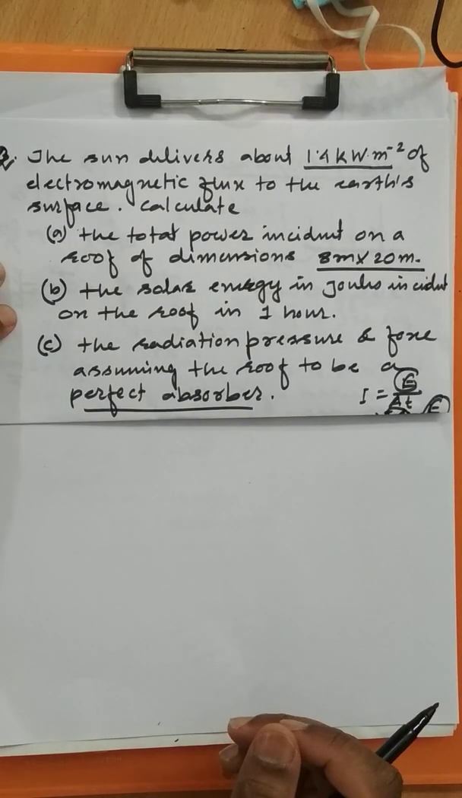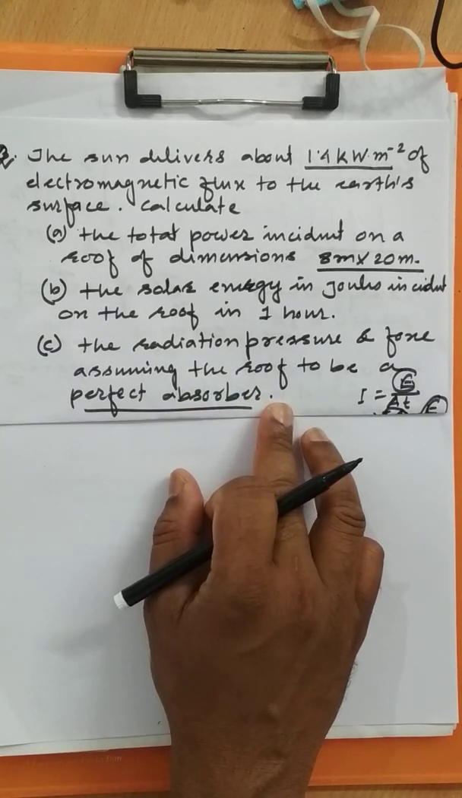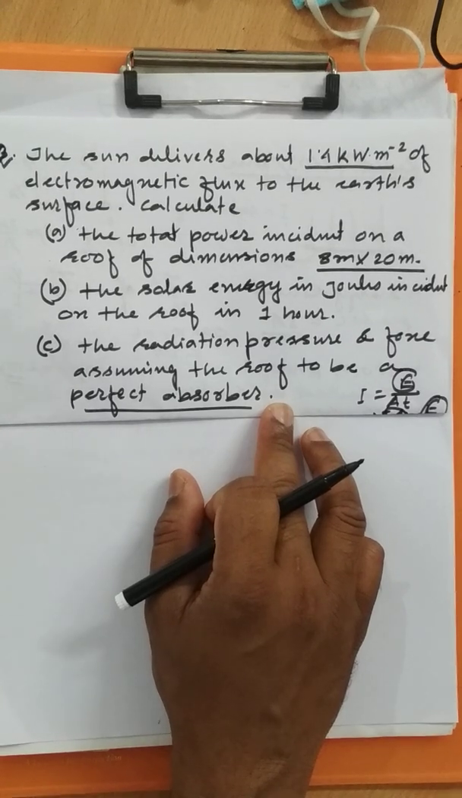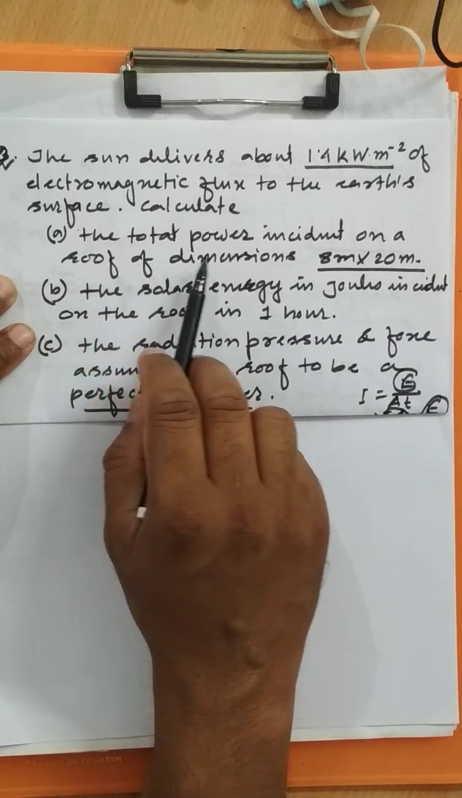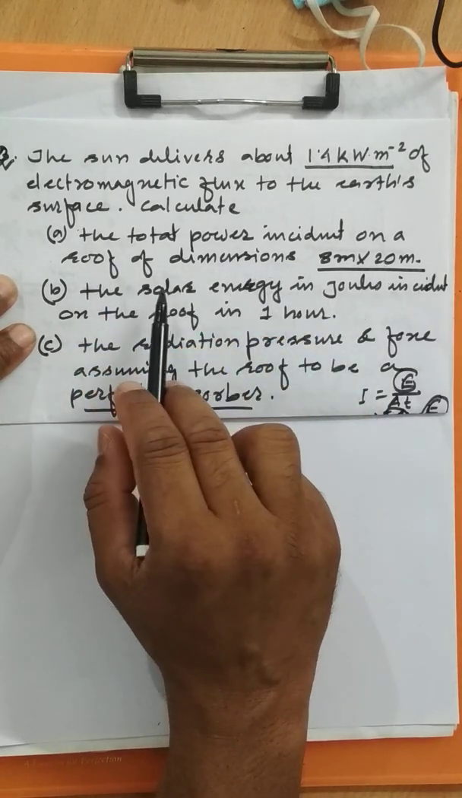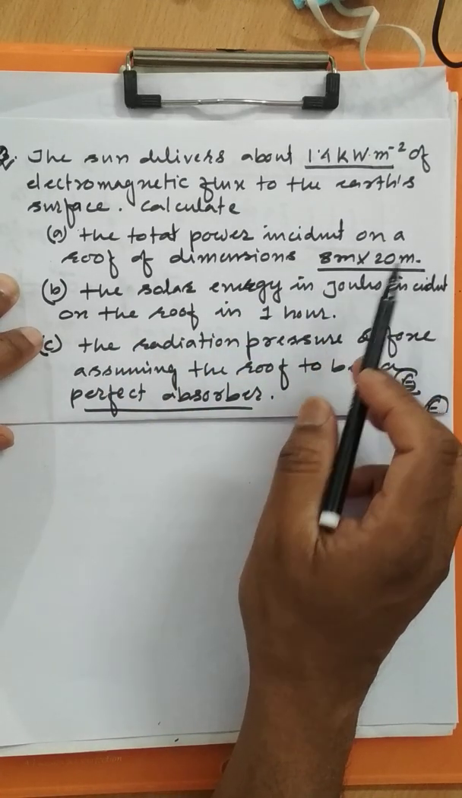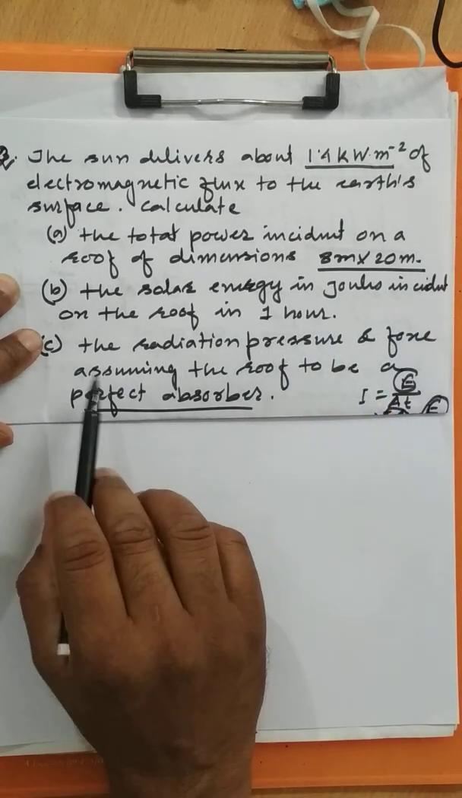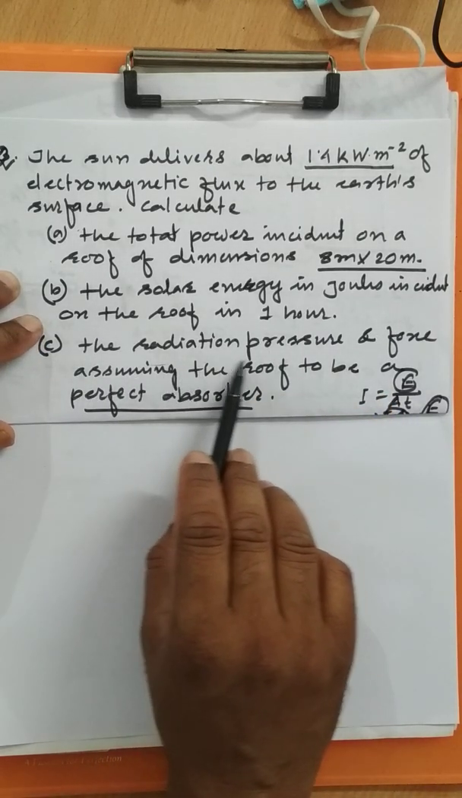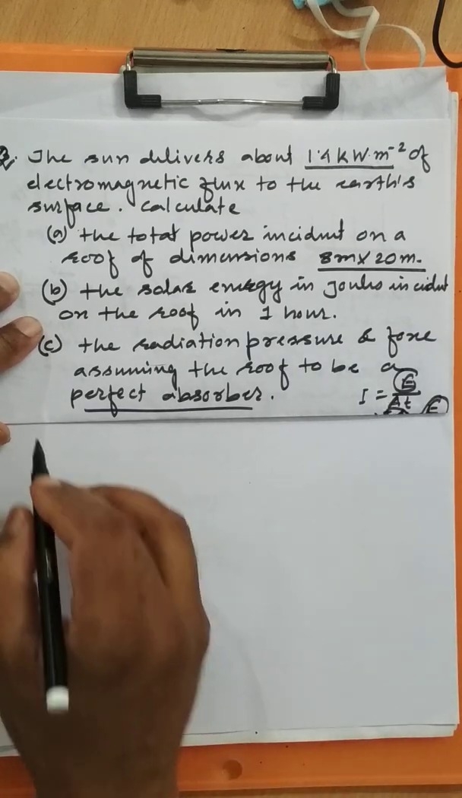Here is the question. The sun delivers about 1.4 kilowatt per meter square of electromagnetic flux to the earth's surface. Calculate the total power incident on the roof, which is having a dimension of 8 meter by 20 meter. Number B, the solar energy in joules incident on the roof in 1 hour. And number C is the radiation pressure and force assuming the roof to be a perfect absorber.